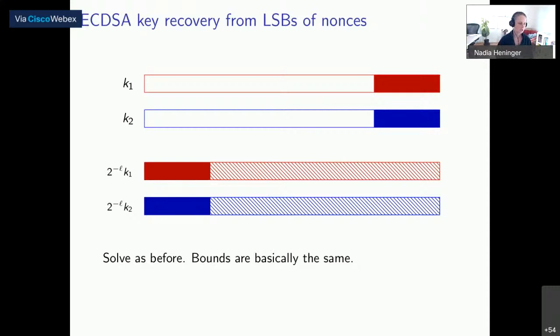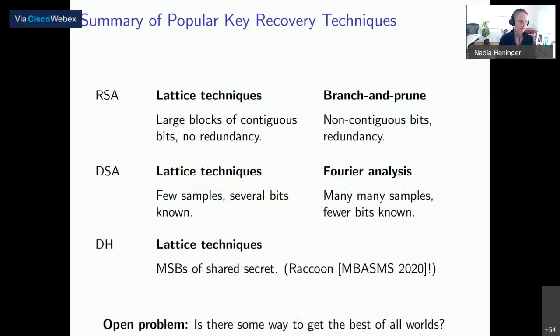Just to finish up the case of ECDSA key recovery, I spent the whole time talking about most significant bits. Least significant bits follow easily from most significant bits. The bounds are basically the same. Middle bits are a little bit more annoying if you can't shift them.